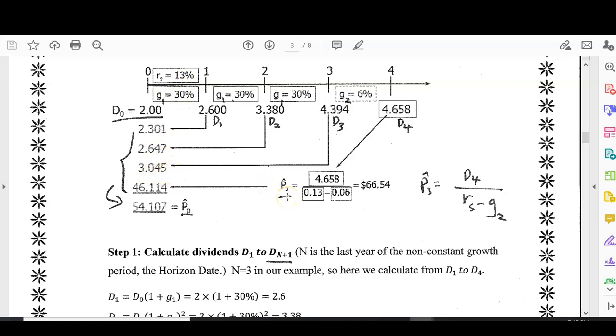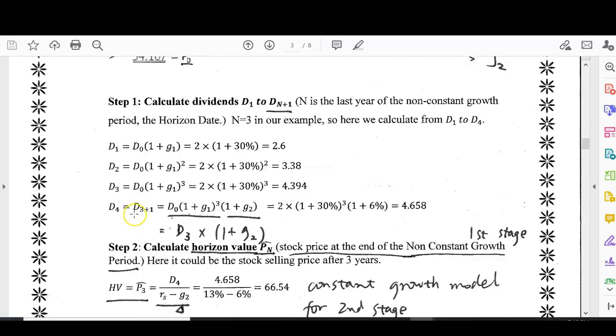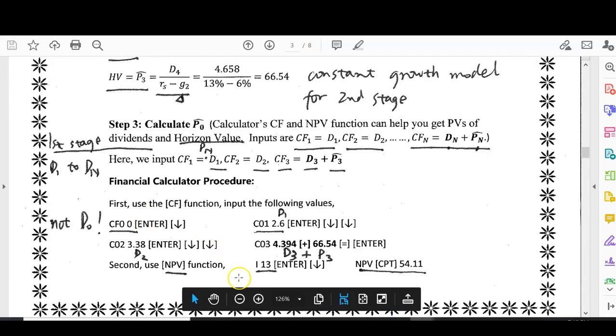For P3, first we calculate it by using D4 over R_S minus G2. So we have 66.54. And then we divide by 1 plus 13% cubed. So we have 46.114. And then we add these four numbers up. So we have P0 hat as 54.107. You can discount D1, D2, D3, P3, these four flows manually, or you can use the cash flow function on the calculator.